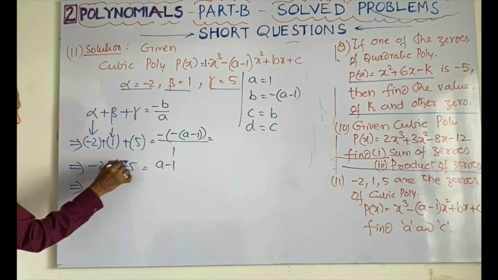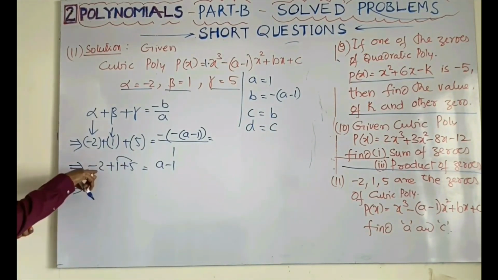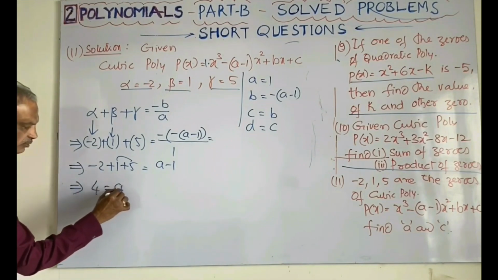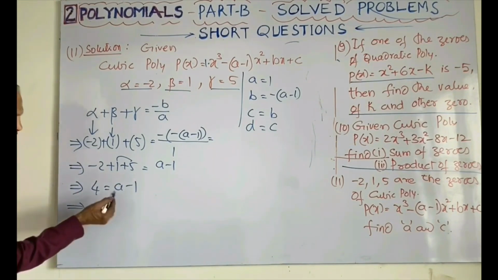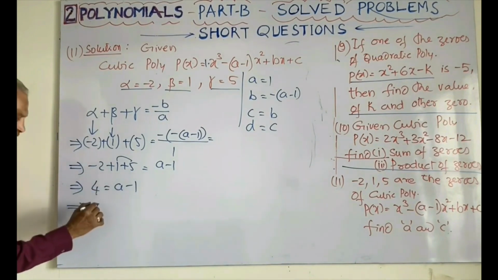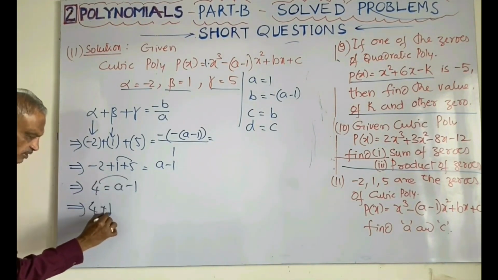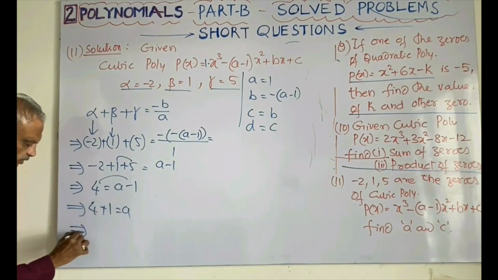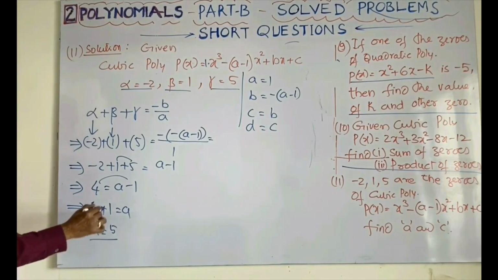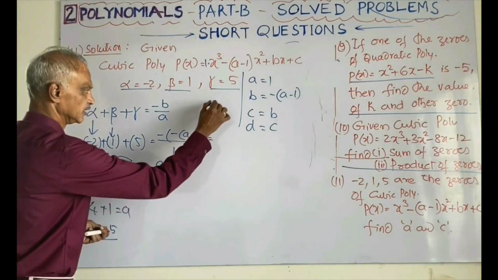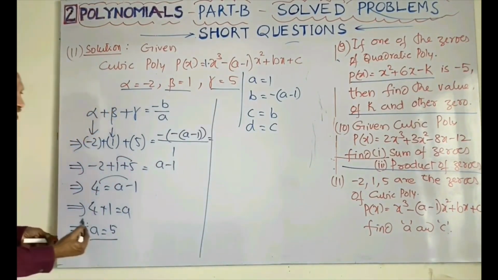5 plus 1 is 6, 6 minus 2 is 4, so 4 is equal to a minus 1. We need the value of a. 4 plus 1 is equal to a. Therefore a is equal to 5. What is the value of a? a is equal to 5.